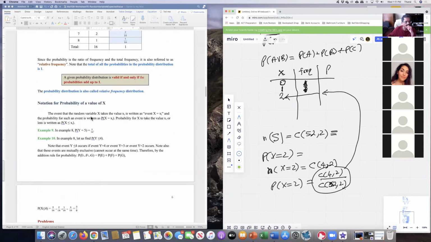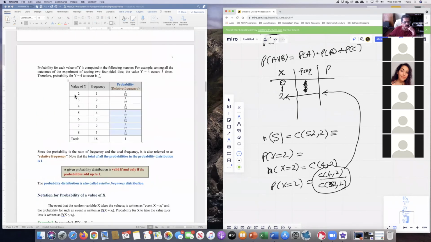Let me explain something in this frequency distribution or probability distribution table. Probability for y greater than 4 is the sum of these. Probability for y less than or equal to 4 is the sum of these three, right? And so probability for y greater than 4 and probability for y less than or equal to 4 are complementary. They should add up to 1. Everybody see that?